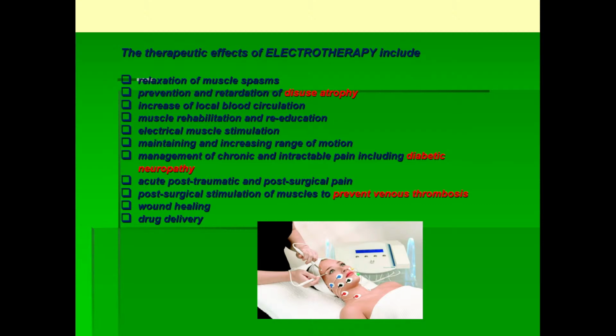The therapeutic effects of electrotherapy include relaxation of muscle spasm, prevention and retardation of disuse atrophy, increase of local blood circulation, muscle rehabilitation, reeducation, electromuscle stimulation, maintaining and increasing range of motion, management of chronic and intractable pain.